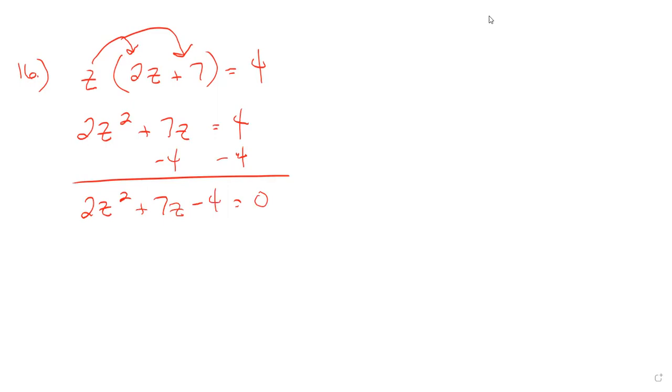Guys, one of the things I want to point out here: at the very beginning, I couldn't just set z equal to 4 and 2z plus 7 equal to 4. You're not allowed to break these things apart until it meets those 2 criteria. It's equal to 0 and it's a multiplication problem.